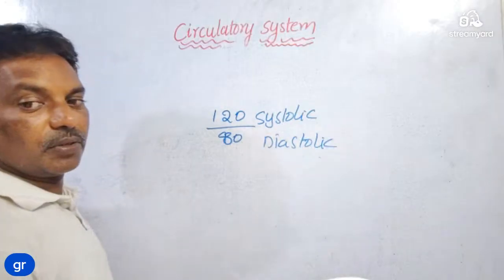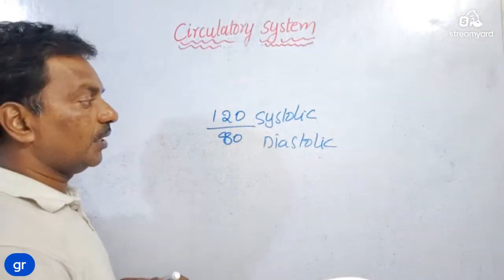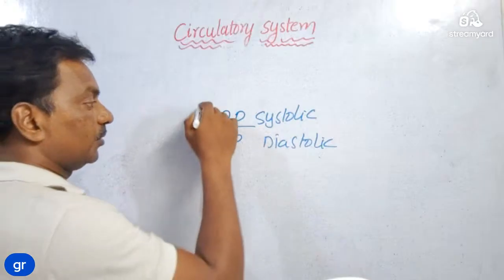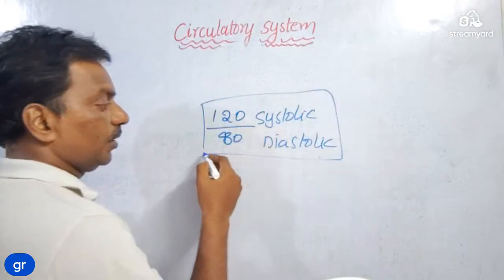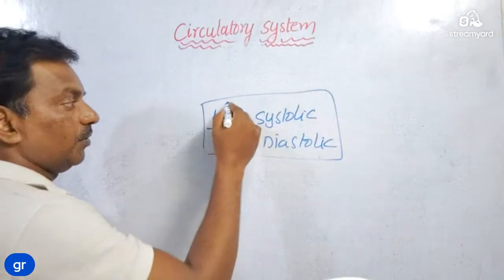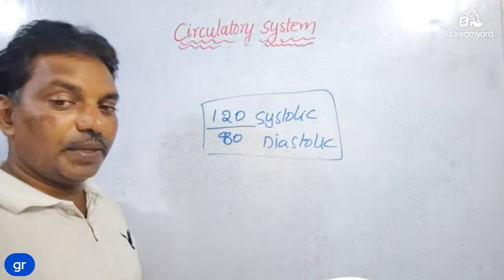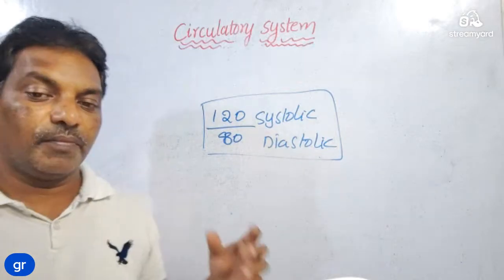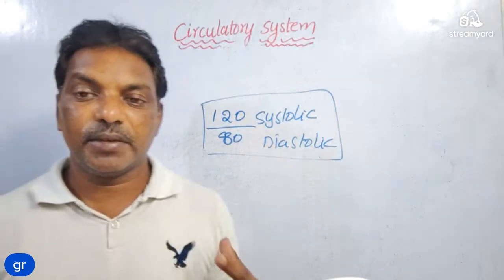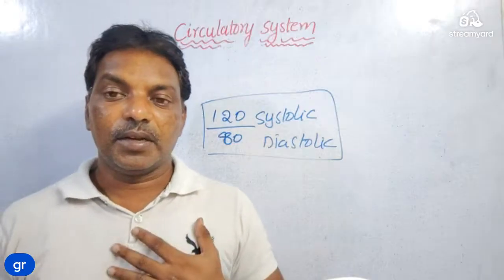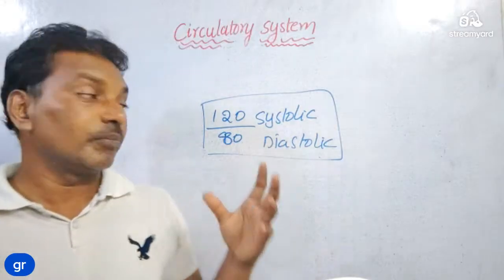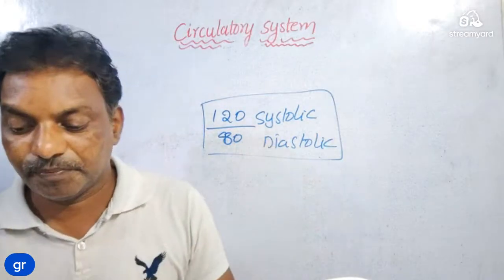Systolic and diastolic. Don't forget these two words: systolic pressure and diastolic pressure. So don't write 80 by 120. High is 120, low is 80. For an adult person, the heart pulse rate, meaning BP, blood pressure, should be 120 by 80.